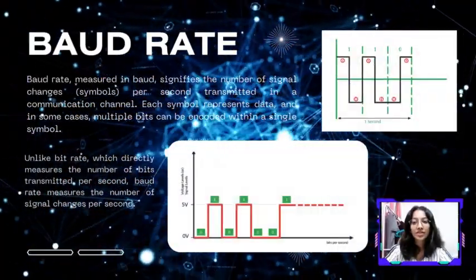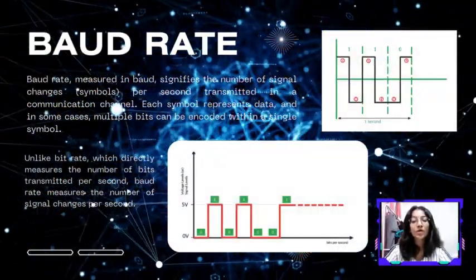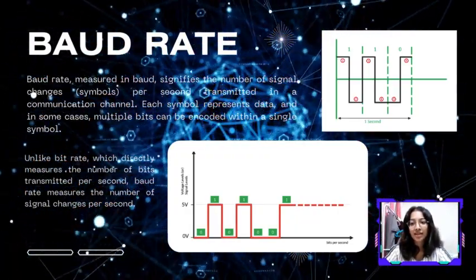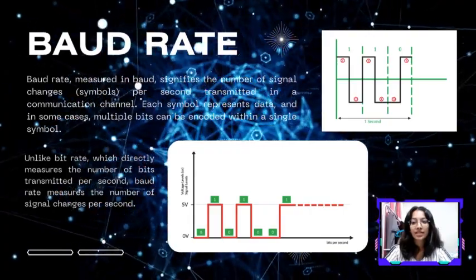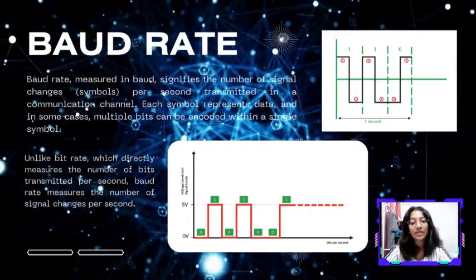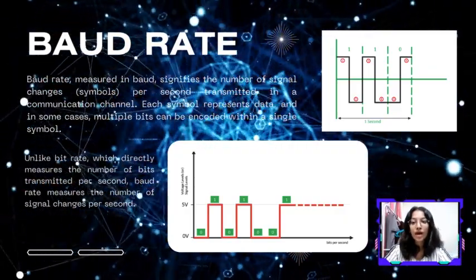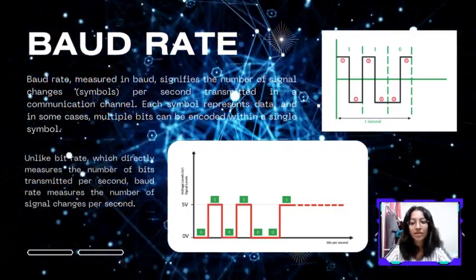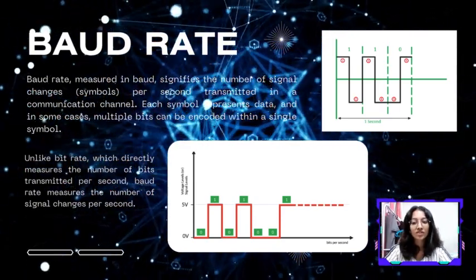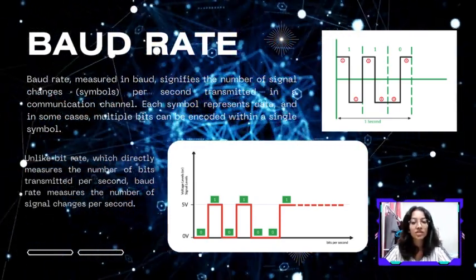Baud rate is measured in baud and signifies the number of signals per second transmitted in a communication channel. Each symbol represents data, and in some cases multiple bits can be encoded within a single symbol. So unlike bit rate, which directly measures the number of bits transmitted per second, baud rate measures the number of signal changes per second.